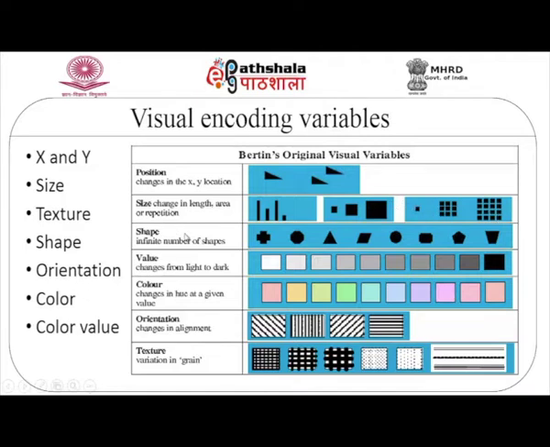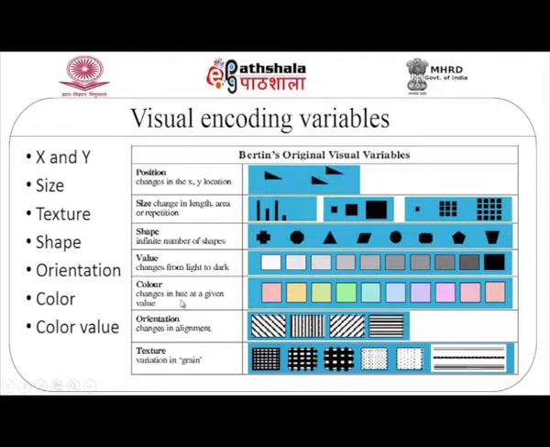Next one is change in shape, that is there are an infinite number of shapes that are used to map different types of data sets. So you can use any kind of shape to represent the data as such. Next one is value, which changes from light to darker. Say for example here it is shown from white to black.